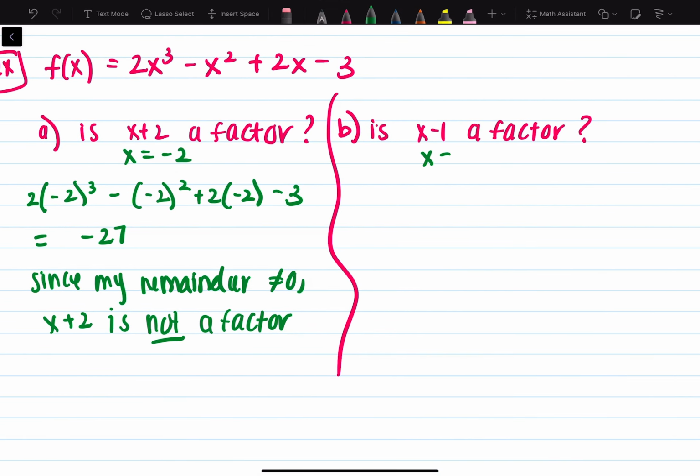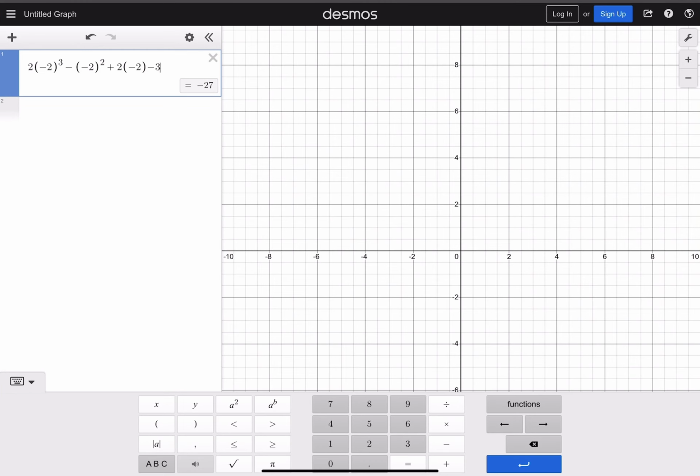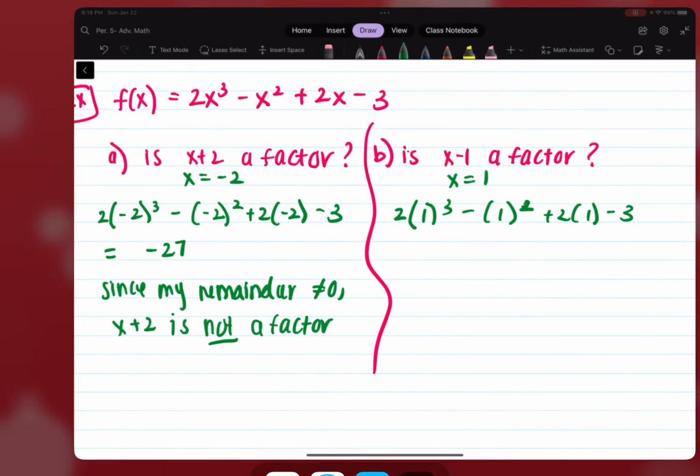So in this case, my x value is 1. So let's go ahead and substitute in 1. So that'll be 2 times 1 cubed minus 1 squared plus 2 times 1 minus 3. Go ahead and substitute it onto your calculator. Remember, you can also do this algebra in your head, whatever you prefer. I'm going to keep this and just change my input to a 1. I go ahead and I get 0.